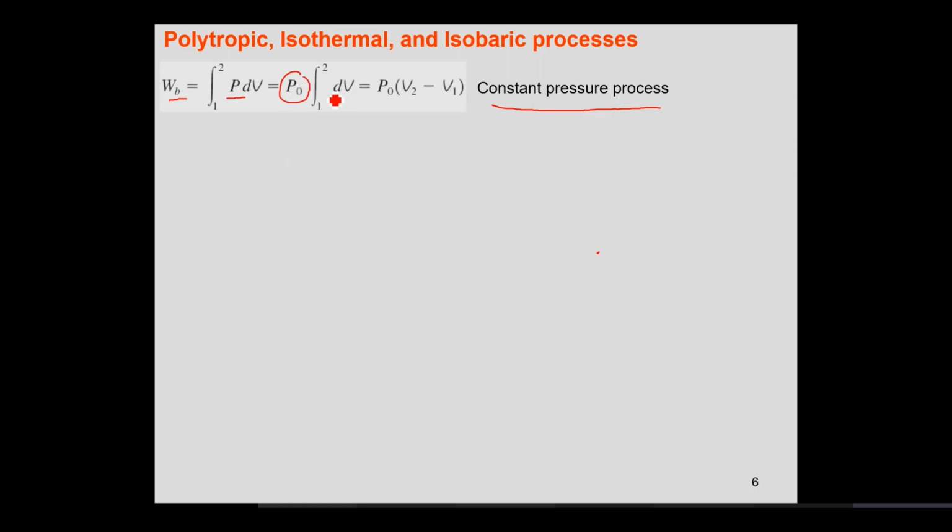Now moving on, you have three different processes that you have to see: polytropic, isothermal, and isobaric process. Again, all associated with the boundary work. We'll have different conditions for it. So in a constant pressure process, the boundary work is simply PdV. If pressure is constant, P naught would come out of the integral, and you would have just the change in volume multiplied by the constant pressure, which would give you the boundary work WB for a constant pressure process. Is it clear?